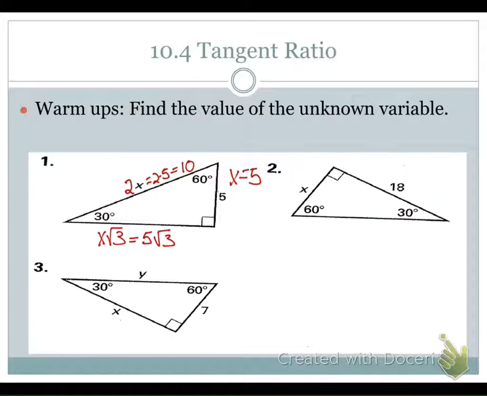Yep, so we know that 18 on the formula triangle is that x square root of 3. With that, we now want to solve for x. So we have to isolate that. I'm able to divide by the square root of 3. I ended up with x equals 18 over the square root of 3.